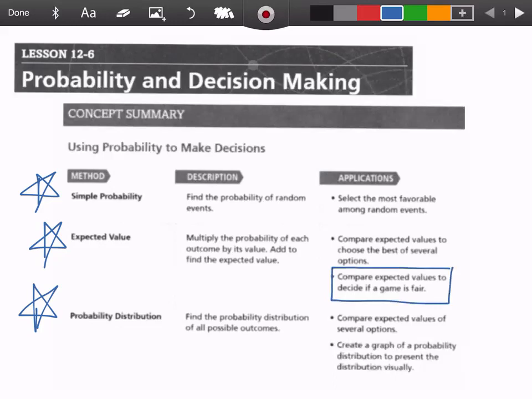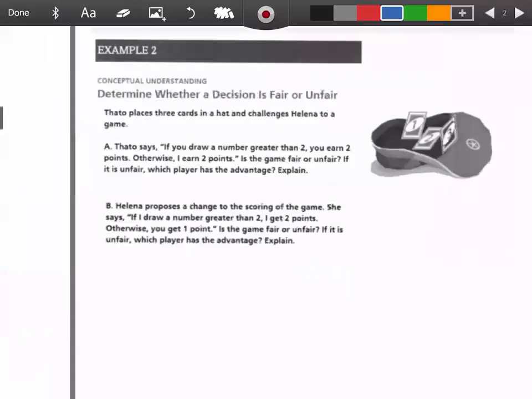So in our example today, we're going to use simple probability and expected value. And then we've learned before about probability distribution, and that is used to compare expected values of several different options. And if we wanted to, we could create a graph of the probability distributions.